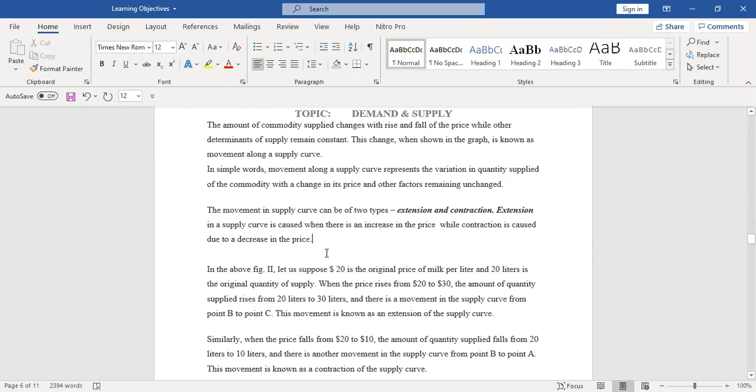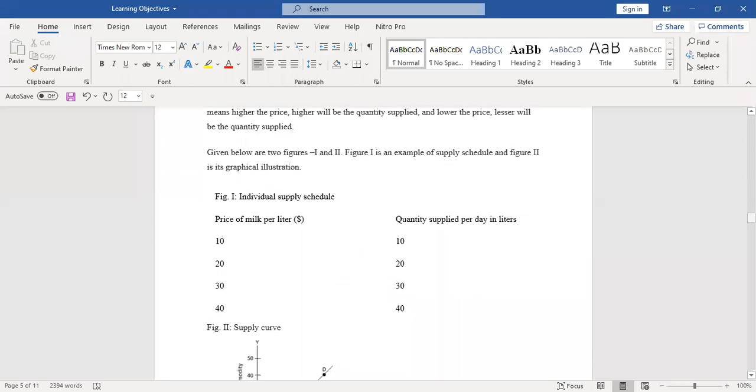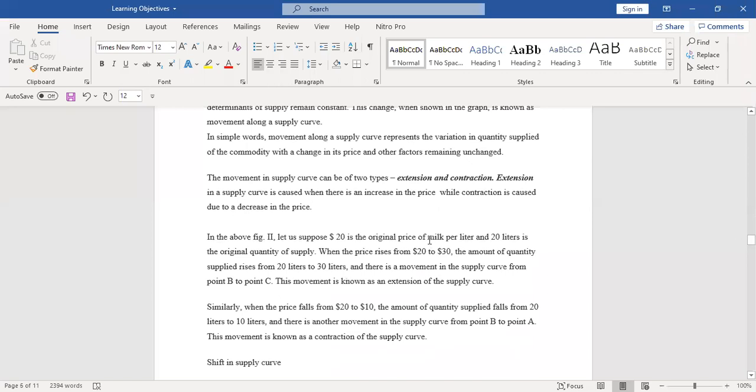In the above figure, let us suppose that $20 is the original price of milk per liter. At that price of $20, suppliers are willing to sell 20 liters of milk. Everybody seen that? Let's go back up. At a price of $20, suppliers are willing to sell 20 liters of milk. Let's confirm that in our supply schedule. The price of $20, they're willing to supply. Good. So that is true.